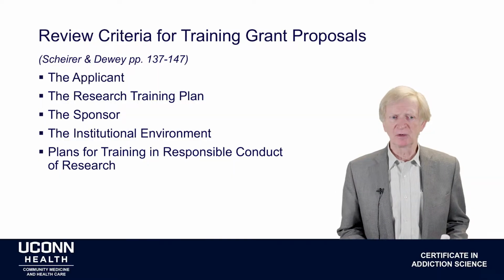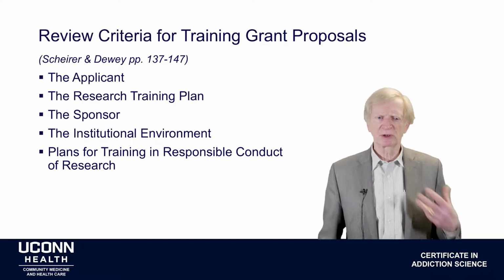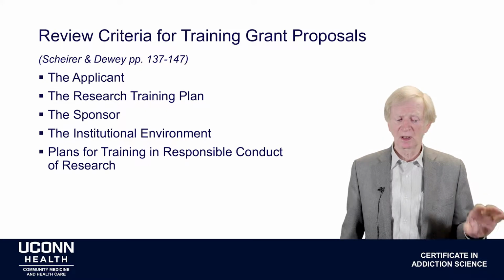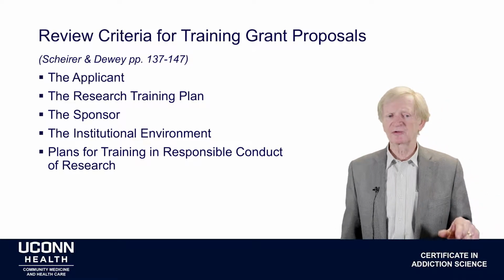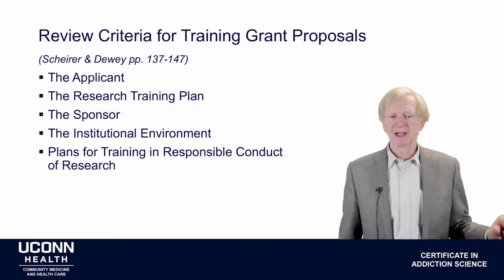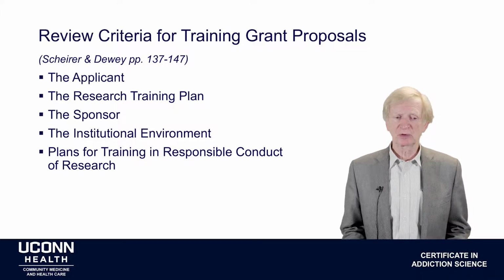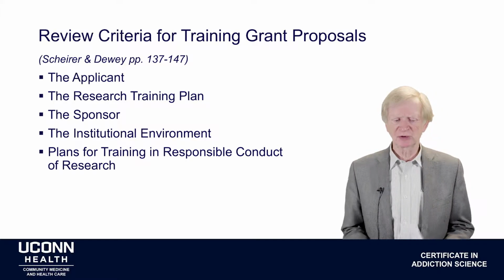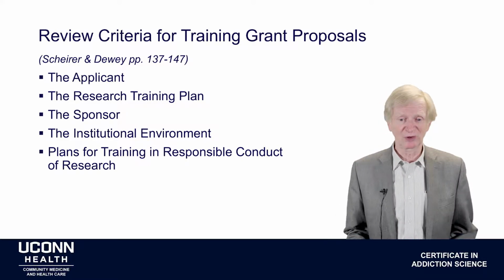review committee. So for training grants, the criteria go something like this. There's a requirement to describe the applicant. That's the person you're evaluating. That's the person who wants to get funding. There's another section for the training plan. There's another section for the sponsor and another section for the institutional environment. And finally, often in federal grants, there's a requirement that people specify that they are going to get training in the responsible conduct of research, which is the subject of this particular course.